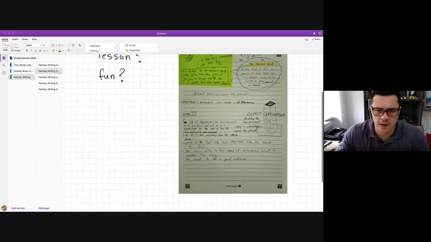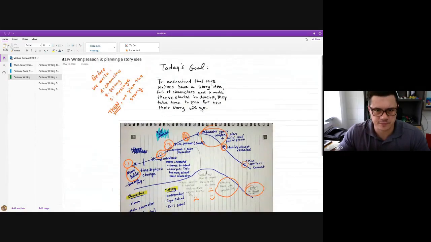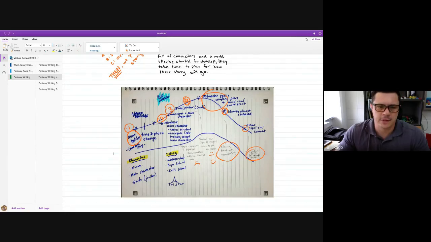So developing the characters, developing the setting. We're talking about the plot. And we moved on to planning the plot. And we worked on story arcs. We developed characters a bit more, settings more.